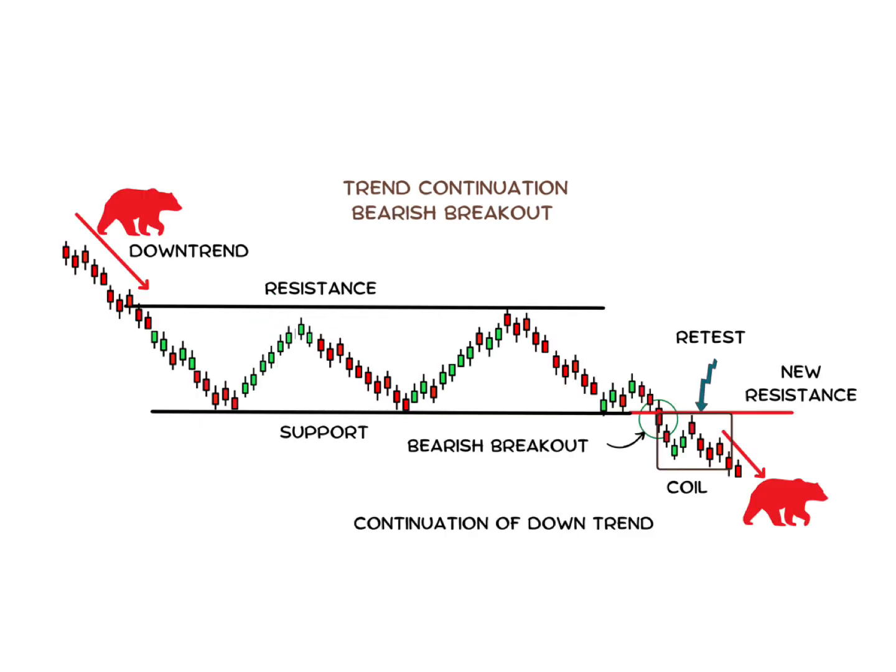Now this chart shows a trend continuation in a downtrend. A bearish breakout occurred when price broke below the support of the range. Price retested the previous support as the new resistance, forming a coil just below the breakout point. When price broke below the coil, the downtrend continued.